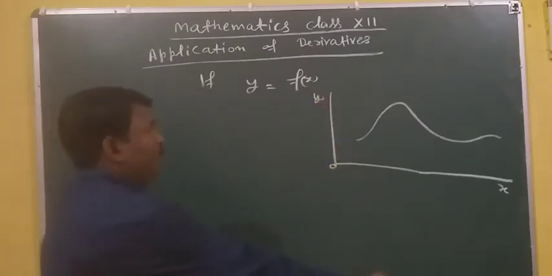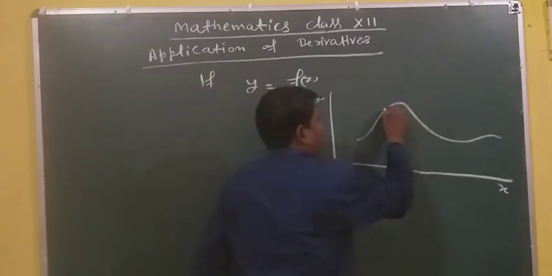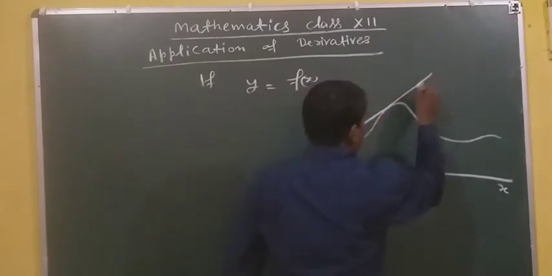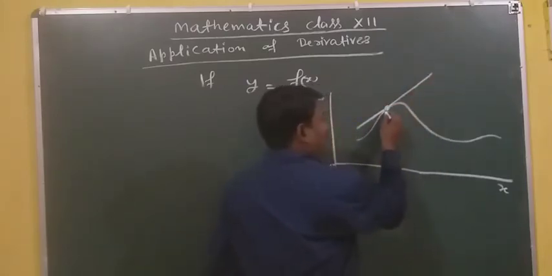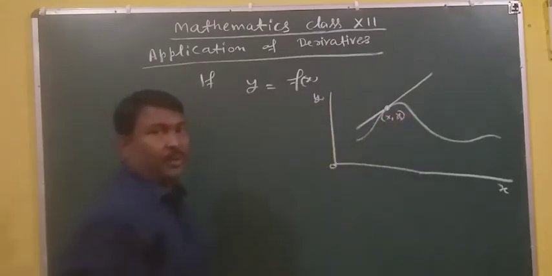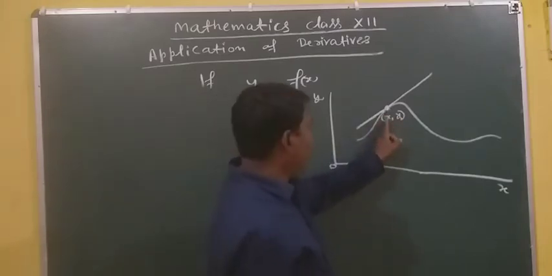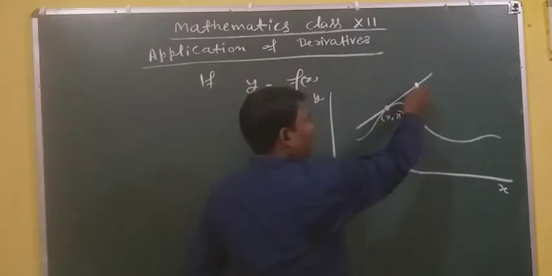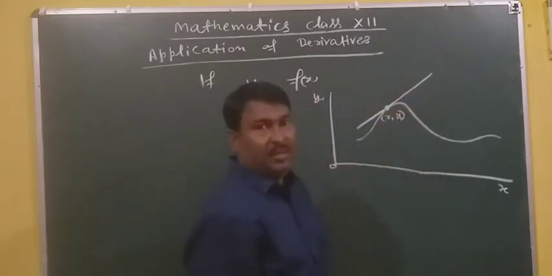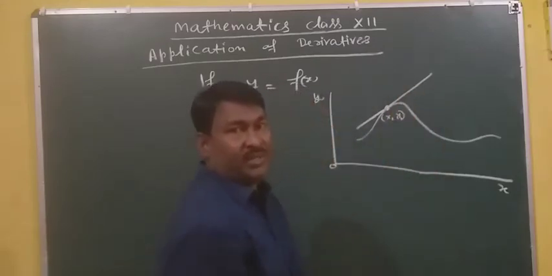Okay. So first of all, suppose this is a curve, and at this point, suppose you have to draw a tangent. This is a tangent. At this particular point, suppose its coordinate is x1, y1. So at this point, the coordinate is x1, y1, and this line is your tangent. So what is the slope of this tangent? How will you calculate the slope of a tangent?